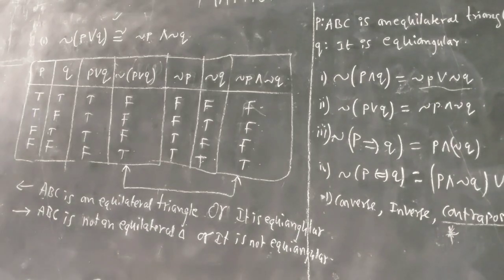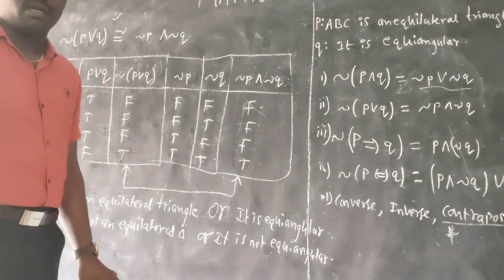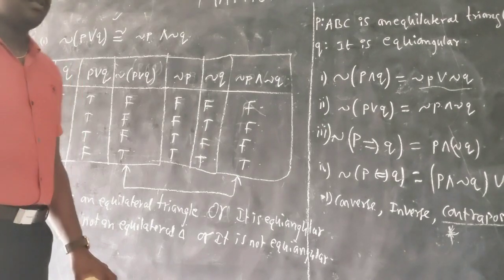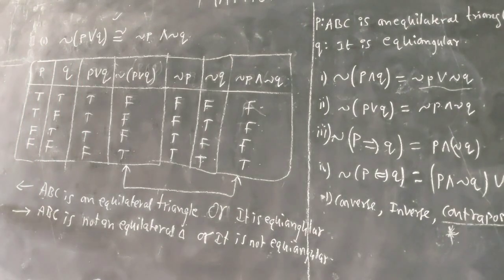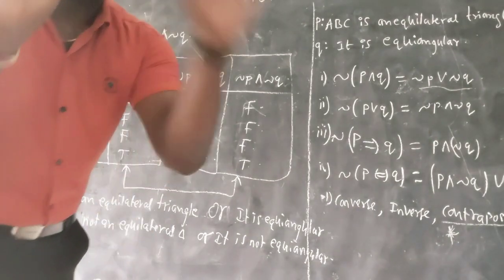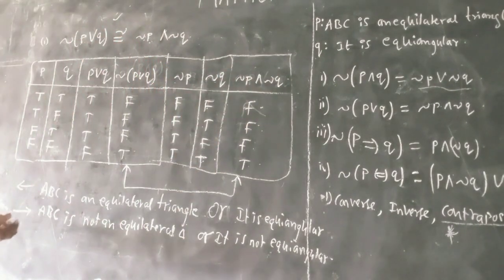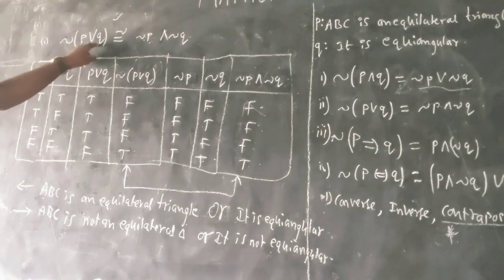Sorry, the last time I wrote inverse, not inverse. It is negation. Okay, we are talking about negation of the statement. Sorry, for the previous one also, it is not inverse. Inverse is another matter, which we will discuss later. This is negation. The previous one also is negation. We are talking about negation of P or Q.